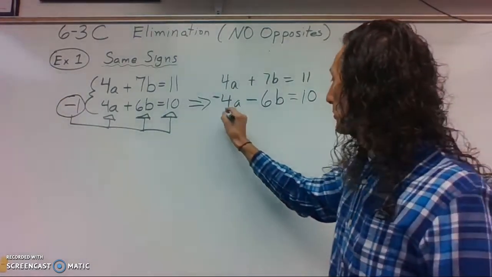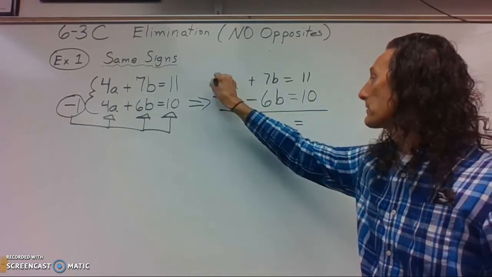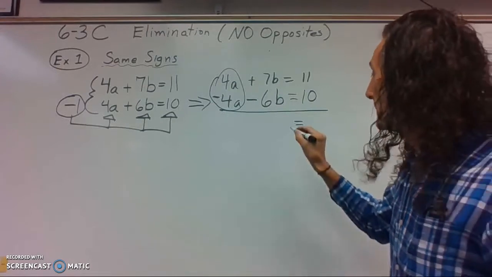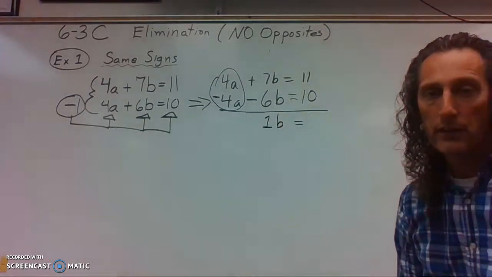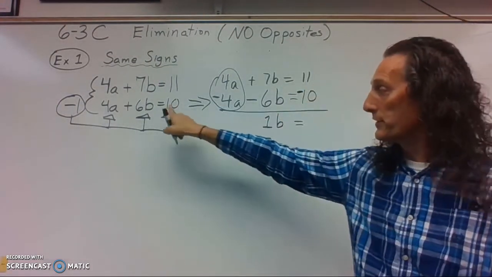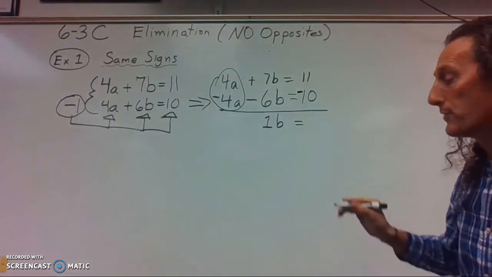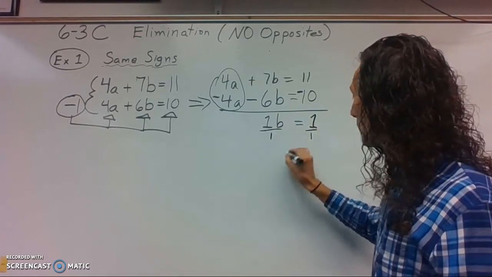All right? So I'm just going to go quickly through this to solve this one. So these are my opposites. They add up to 0. 7 plus negative 6 is a 1b, and 11, I'm sorry, I forgot to put my negative on my 10. Don't forget that, because it was 10 times negative 1. So 11 plus negative 10 is 1. Divide by 1, divide by 1.